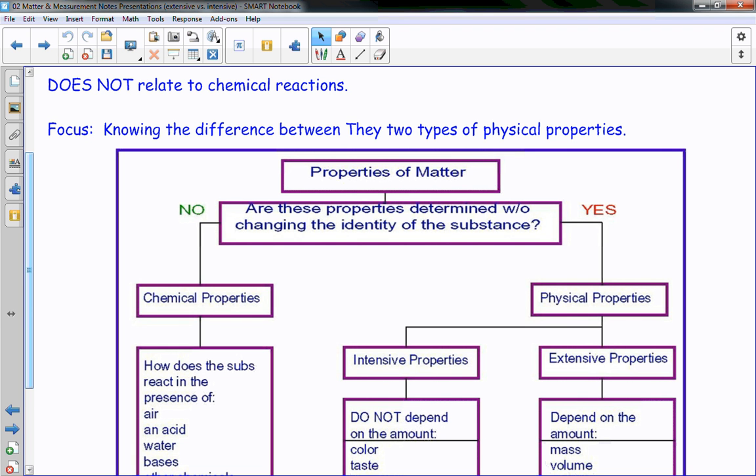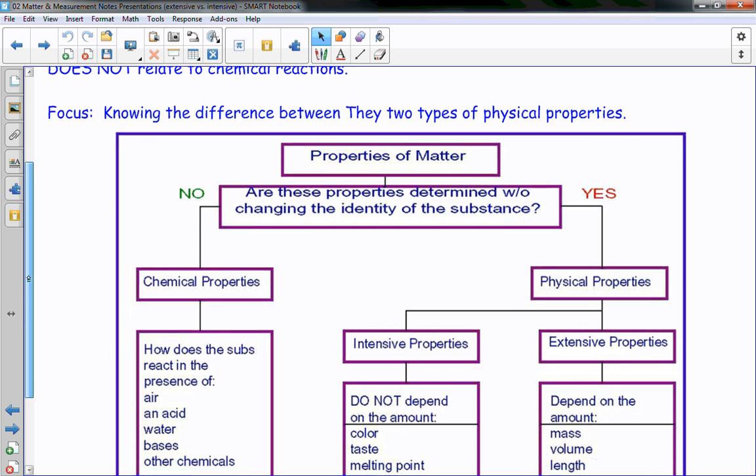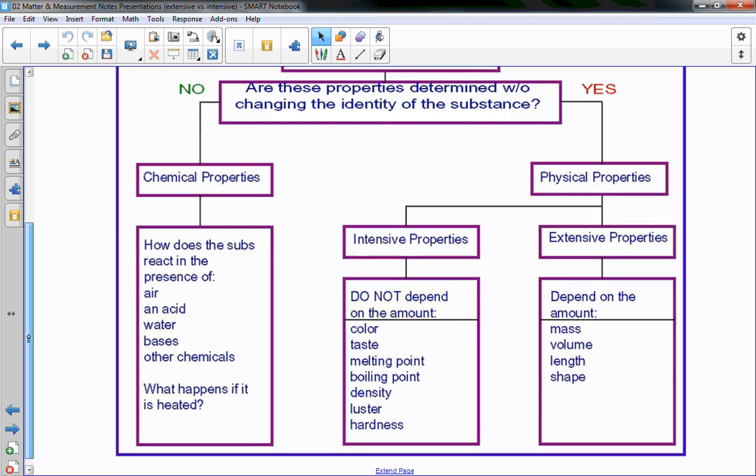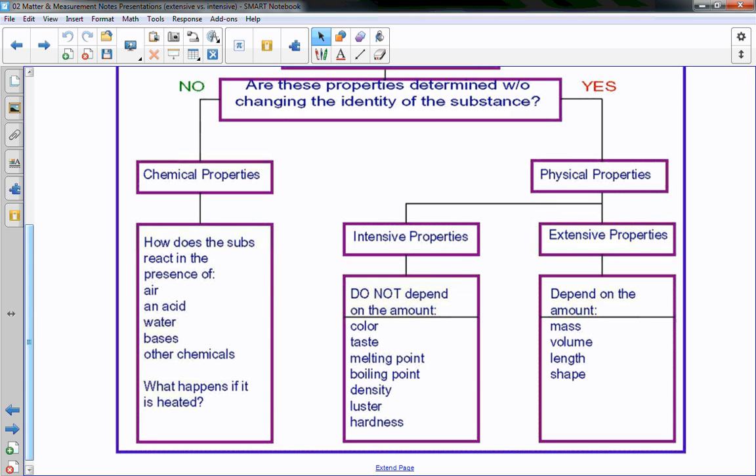Properties of matter. Are these properties determined without changing the identity, yes or no? So chemical properties is no, physical properties is yes. And look, physical properties is broken down into intensive and extensive properties. Does not depend on the amount, does depend on the amount. So that's really in a nutshell the bulk of what we're doing today.